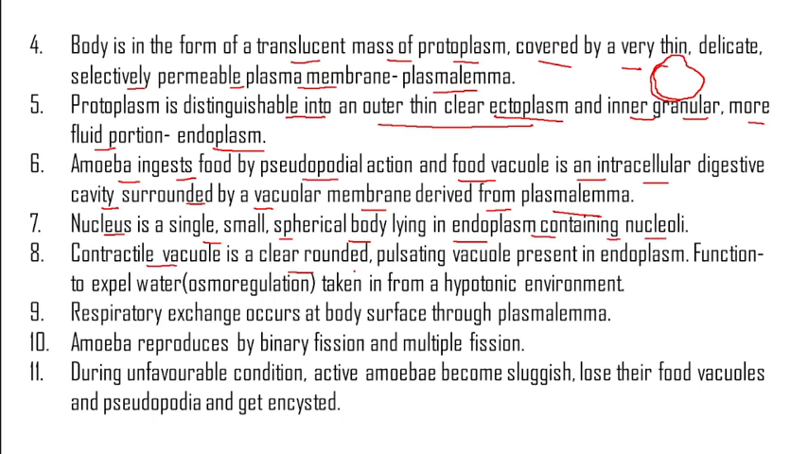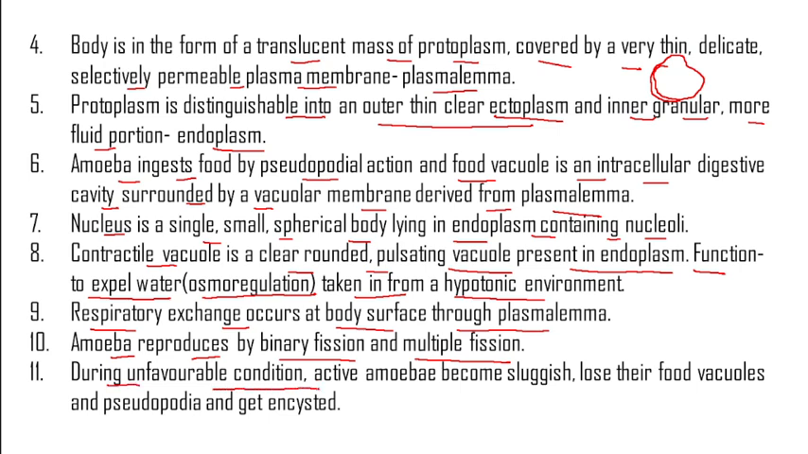Contractile vacuole is clear and round. Pulsating vacuole is present in the endoplasm. And what is the function of the contractile vacuole? To expel water taken in from a hypotonic environment, meaning it helps in osmoregulation. Respiratory exchange occurs at the body surface through the plasmalemma. Amoeba reproduces by binary fission and multiple fission.